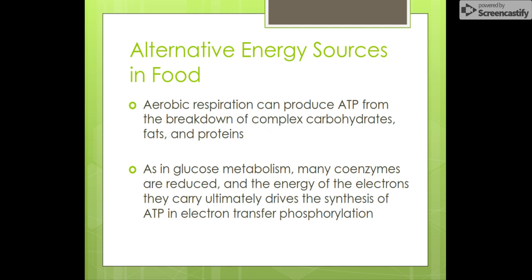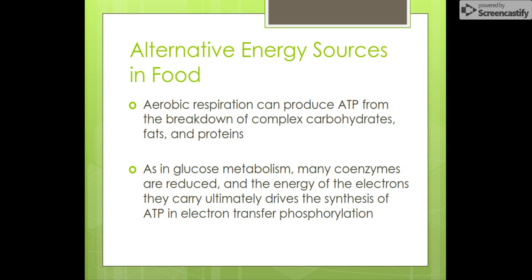All right, looking at these alternative energy sources in food, right? We eat a lot more than just sugar. And if all you ate was sugar, you probably would not last very long. Okay. So we break down complex carbohydrates, fats, proteins, and we can use these types of things in these processes as well.